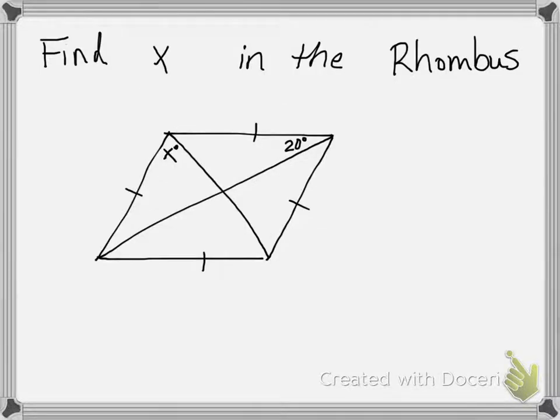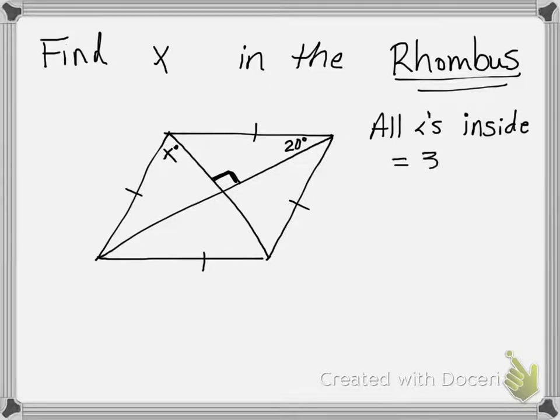Okay, moving on to, I want to find x in this rhombus. Okay, so go back to our vocab. What do we know about a rhombus? So I know that in a rhombus, this is a 90-degree angle. Okay, I also know that all angles inside add to equal 180, or not 180, excuse me. All the angles inside add to equal 360 in a quadrilateral.